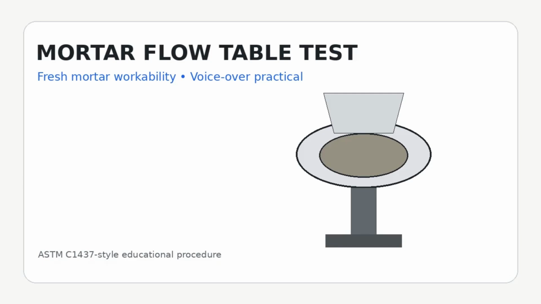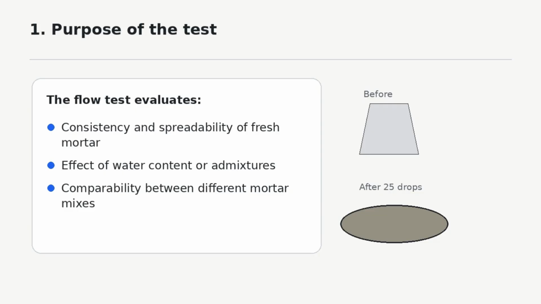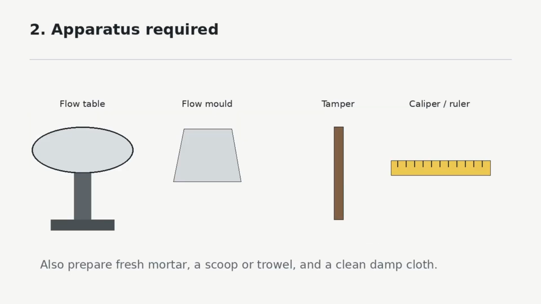Hi everyone, in this video I'll explain how to carry out the flow table test for fresh hydraulic cement mortar. This test is commonly used to assess the consistency and spreadability of mortar mix. The purpose of the flow test is to determine how easily fresh mortar spreads under a standard amount of impact. It is useful when comparing water content, admixtures, or different mortar proportions.